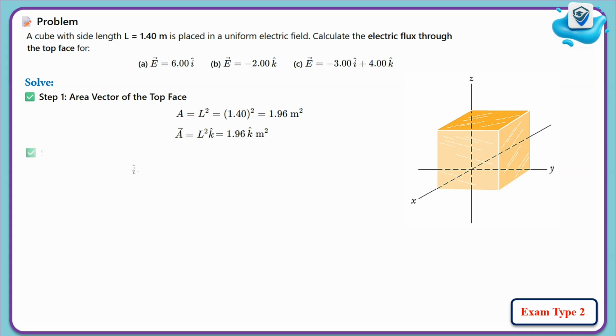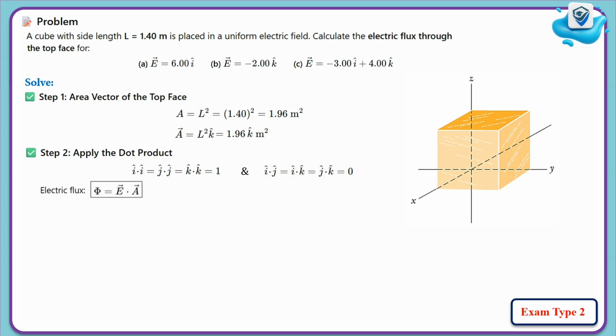Step 2. Now, before calculating the electric flux, let's quickly review the dot product of the unit vectors. i dot i, j dot j, and k dot k are equal to 1. The dot product between different unit vectors, such as i and k, or i and j, is 0. Now we apply the electric flux equation. Phi equals E dot A.